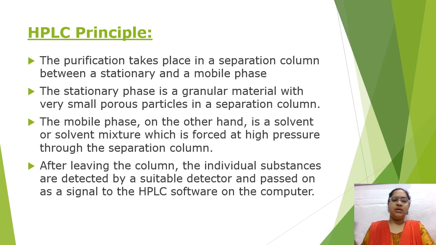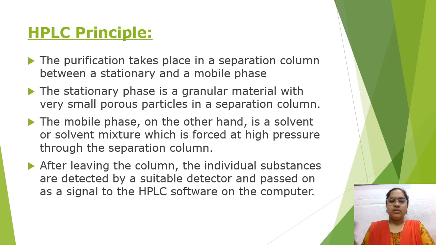HPLC principle. The purification takes place in a separation column between a stationary and a mobile phase. The stationary phase is a granular material with very small porous particles in a separation column. The mobile phase, on the other hand, is a solvent or solvent mixture which is forced at high pressure through the separation column. After leaving the column, the individual substances are detected by a suitable detector and passed on as a signal to the HPLC software on the computer.